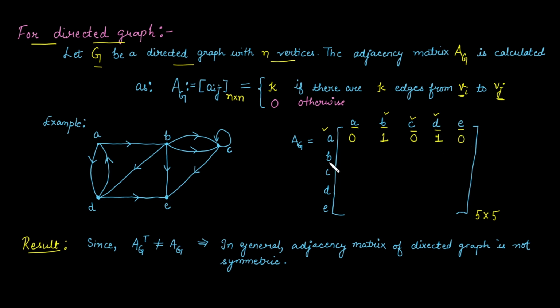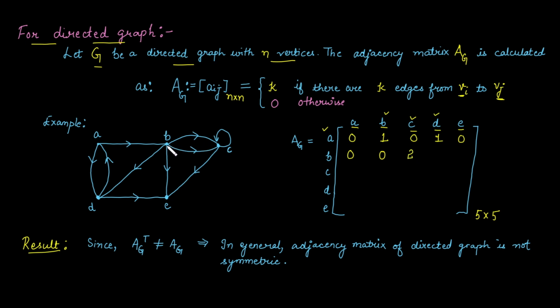No. Is there any edge that starts from B and ends at A? The answer is no, because this edge starts from A and ends at B, but not starting from B and ending at A. So in this case, this is a 0. Is there any edge that starts and ends at B? No. Is there any edge that starts from B and ends at C? The answer is yes. Moreover, it has 2 edges, so here the entry is 2.